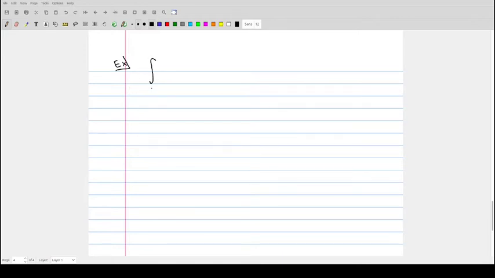This is the improper integral from 3 to infinity of 4 times the cube root of t over 5t plus the square root of t. Again, does this improper integral converge or diverge?